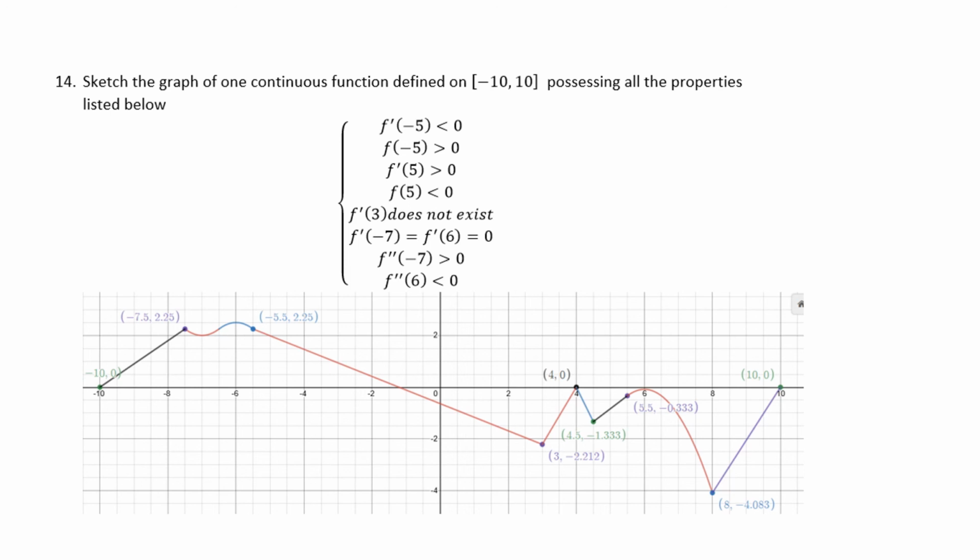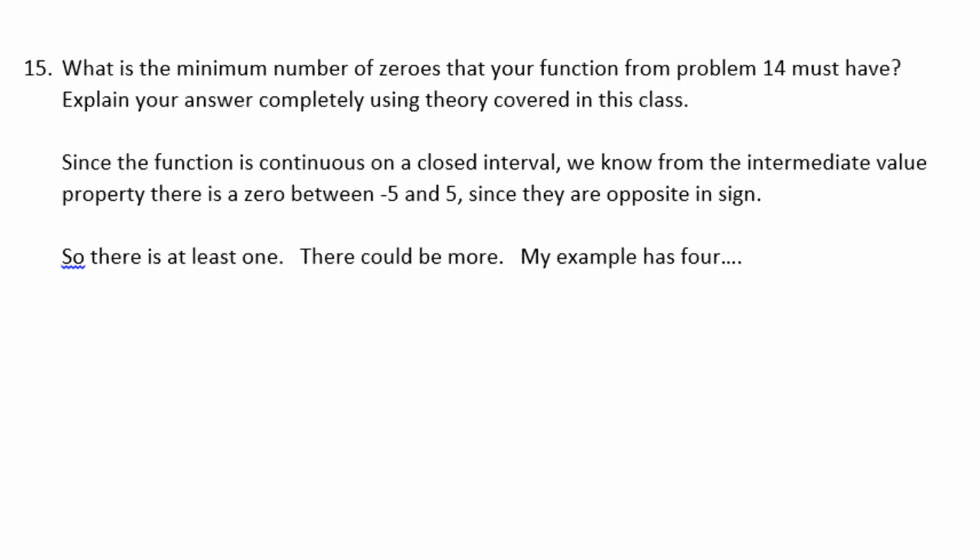You have to have an abrupt change of direction at 3 because the derivative doesn't exist. You have to have at minus 7 and at 6 relative maxima or minima because the derivative is equal to 0. It has to be concave up at minus 7, and it has to be concave down at 6, and my example is. Your example could be different, but all those things have to be there. Subtract off 1 for everything you missed.